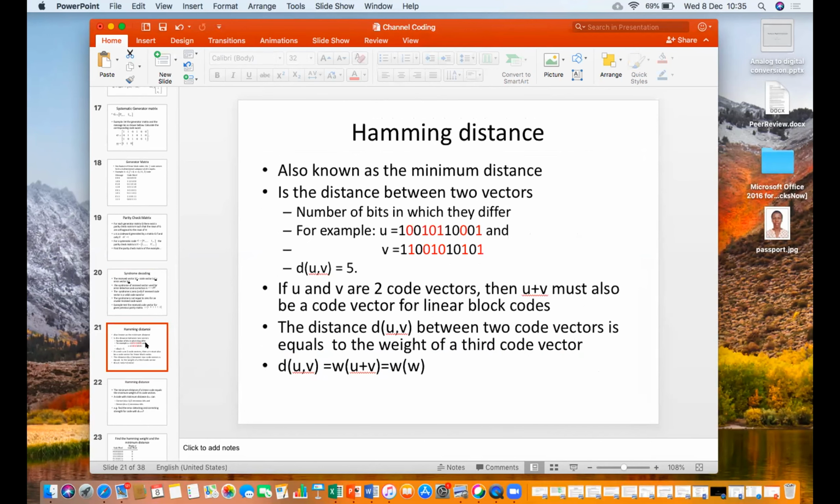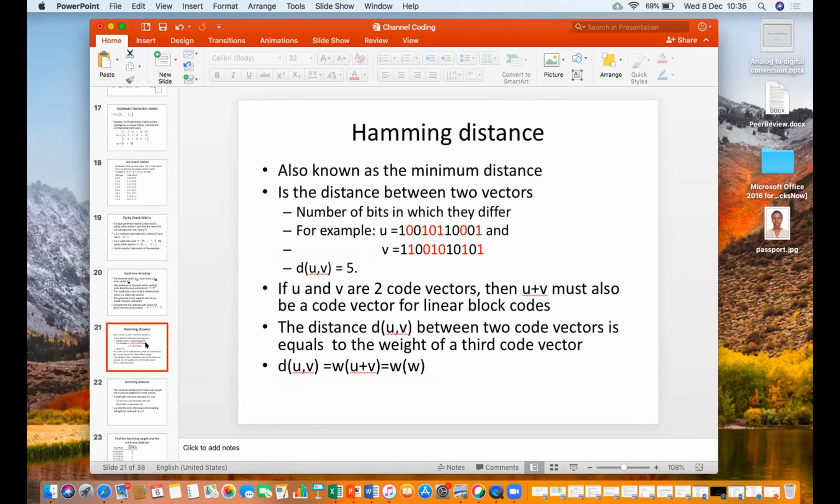So next we look at Hamming distance. Hamming distance is a very important parameter in codes. Actually, I know we are looking at block codes, but it is also used in convolution codes. What is the Hamming distance? The Hamming distance is the distance between two code words. In other words, it's the number of positions of bits which are different.